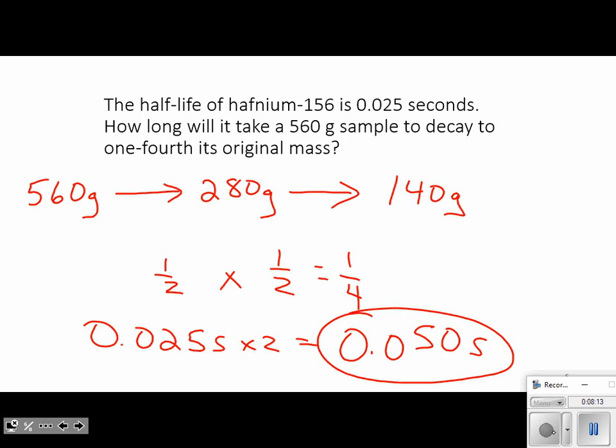Two sig figs? That's an S for seconds. Okay? 0.050 seconds. Yeah, this is a seconds too.